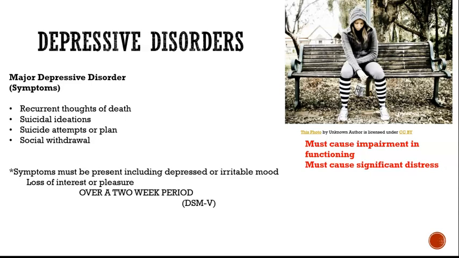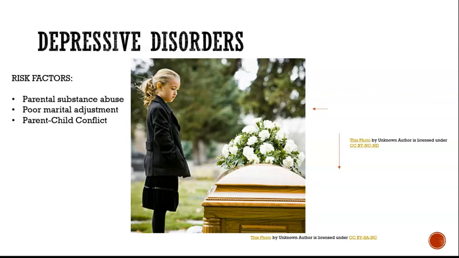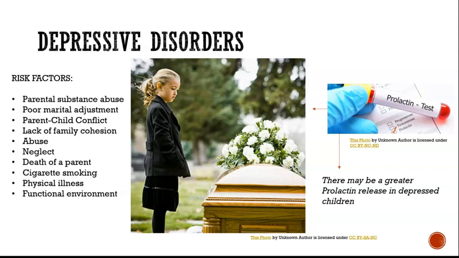So what are some of the risk factors for depressive disorders in children? Well, there could be parental substance abuse. There may be poor marital adjustment. There may be a parent-child conflict. There may be lack of family cohesion. They could be being abused, neglected. They could be experiencing the death of a parent. Cigarette smoking can contribute to depressive disorders in children. Physical illness, maybe their functional environment. It is thought that prolactin may be released in depressed children. So there may be a greater release of prolactin in depressed children.